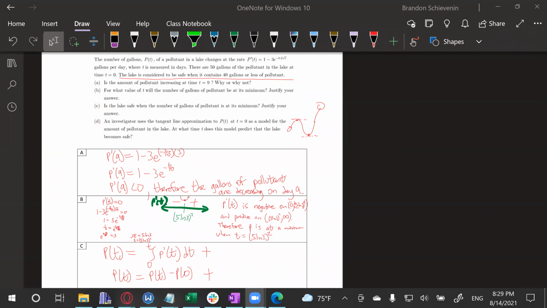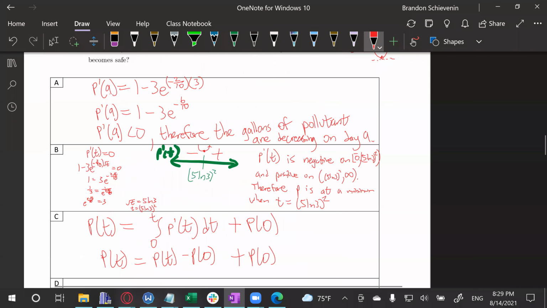50. Perfect. We need to add how many gallons of pollutant were already in the lake at time 0, or P at 0. Okay, we can check and make sure our equation balances, but here's my general form of what just happened.